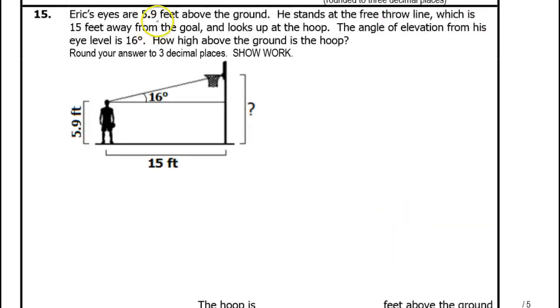Eric's eyes are 5.9 feet above the ground. He stands at the free throw line, which is 15 feet away from the goal. And he looks up at the hoop. The angle of elevation from his eye level is 16 degrees. How high above the ground is the hoop? So we're trying to find this question mark here. But the question mark is not part of the triangle that we have. So we're going to have to do an extra step on this problem.